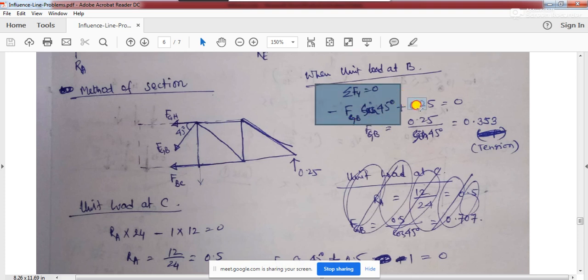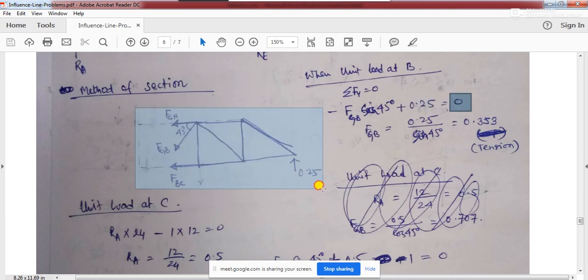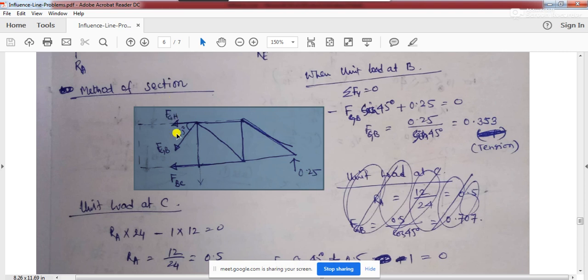So minus FGB sin 45 degree plus 25 is equal to 0. Have you understood? Here I have explained it in a more detailed manner. FGB will have a cos component and a sin component. Why are we taking the minus sign? Because the downward directional loads will be taken as negative. So minus FGB sin 45 plus 0.25 is equal to 0.